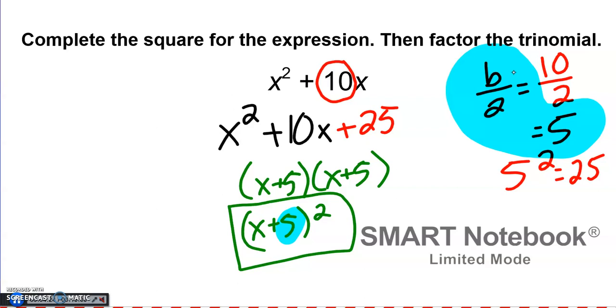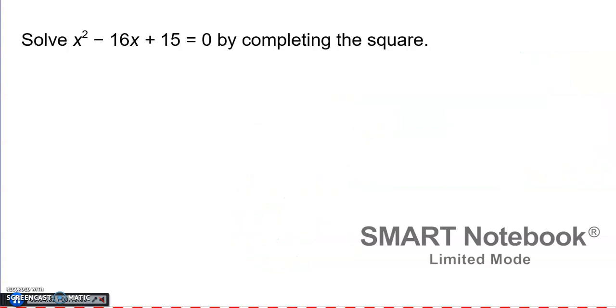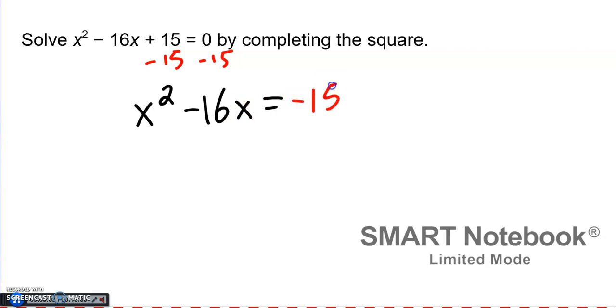But we're not always going to see just a binomial here, right? We have x squared plus 10x. We're going to see a quadratic or a trinomial. So we're going to see something that looks like this. We have solve x squared minus 16x plus 15 equals 0. Now we need to change this quadratic into a binomial on the left-hand side, or on one hand side, I should say. So in order to do that, we're going to have to subtract 15 on both sides. So now we have x squared minus 16x is equal to negative 15.